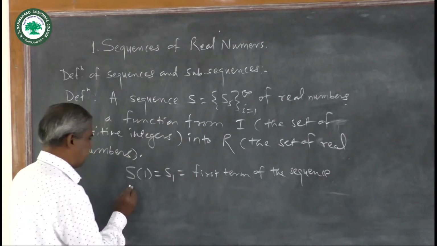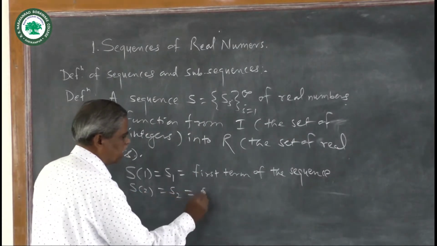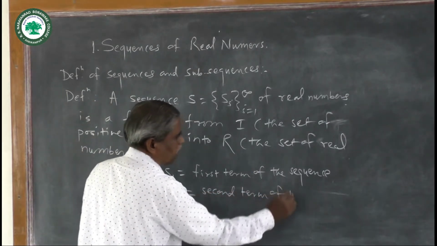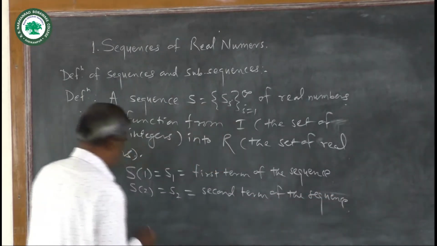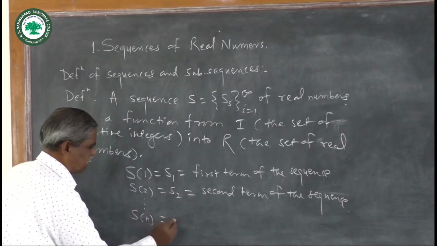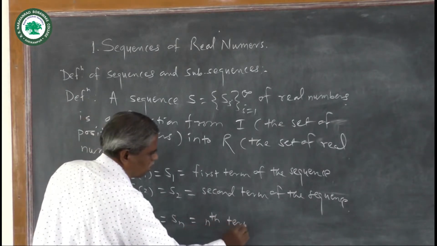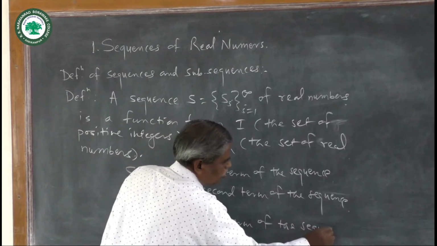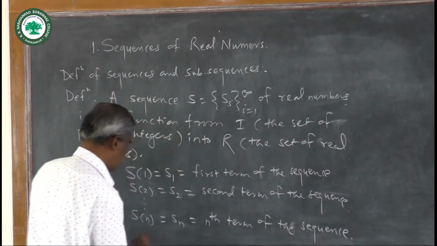S operates on second positive integer, that is 2, it gives S suffix 2, that is second term of the sequence. And so on. In general, S operates on n is equal to S suffix n, is the nth term of the sequence. And so on.